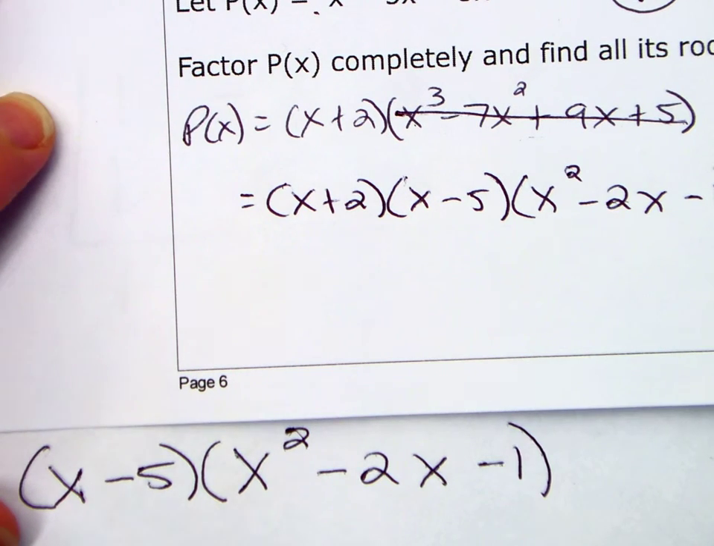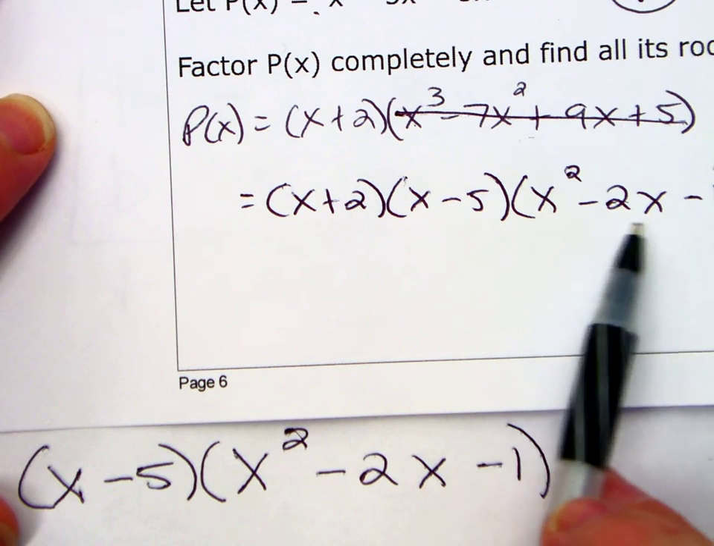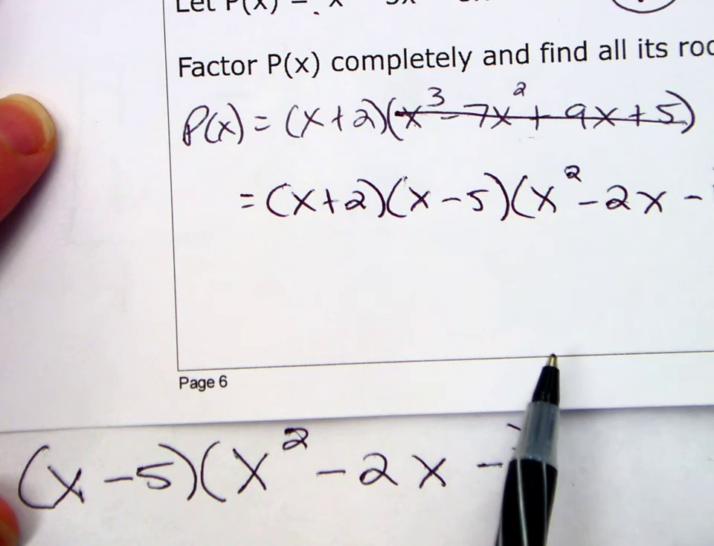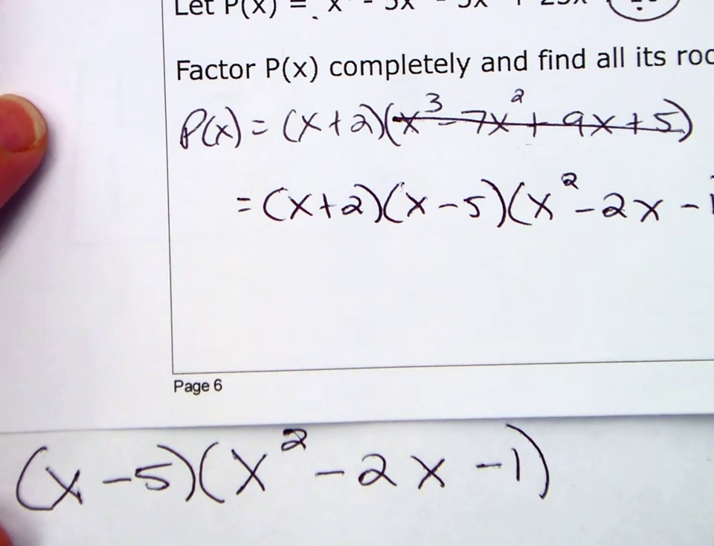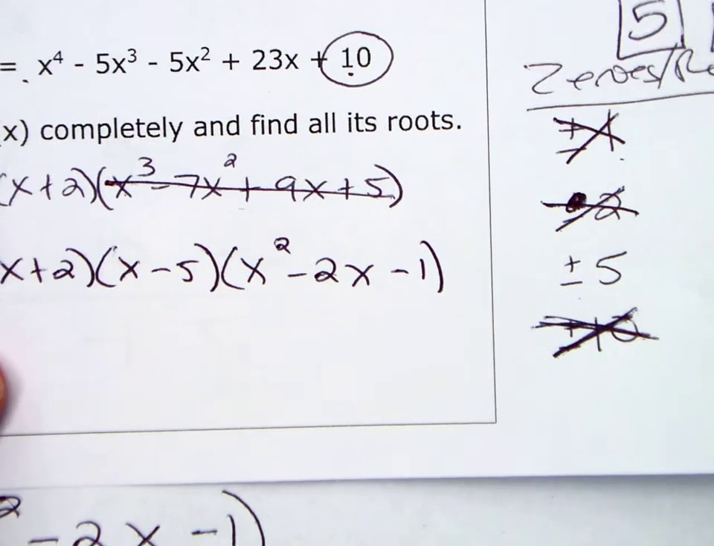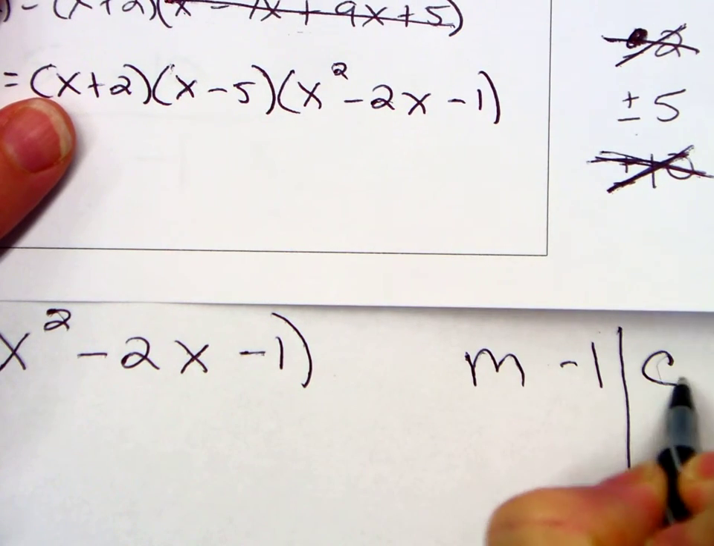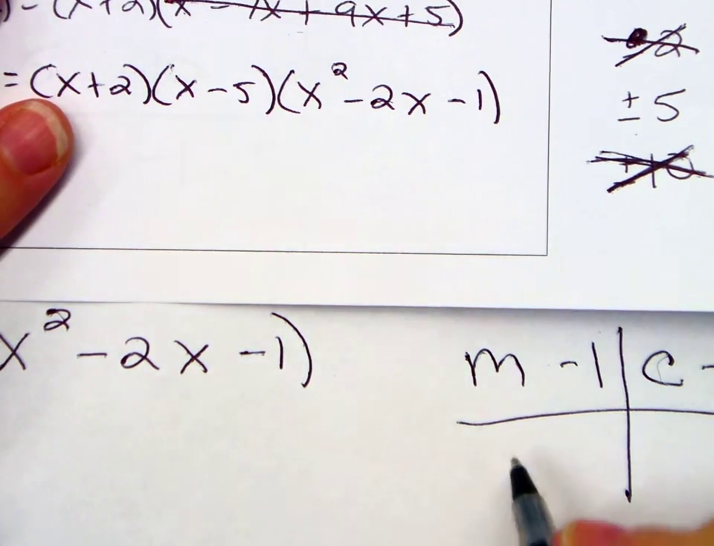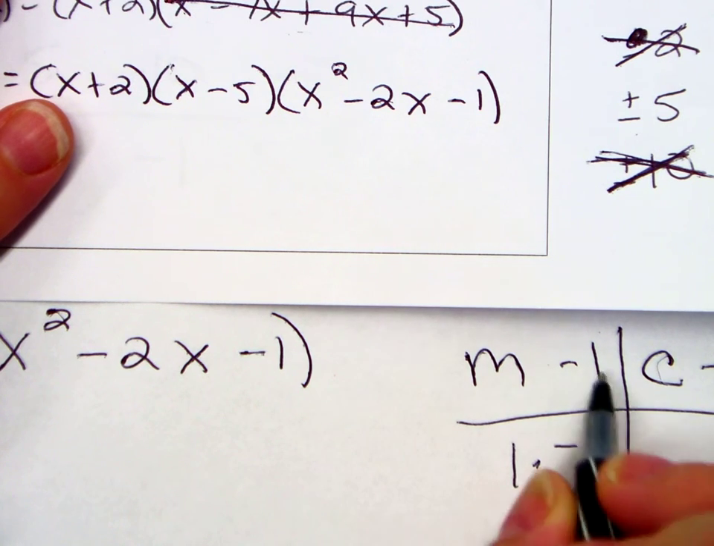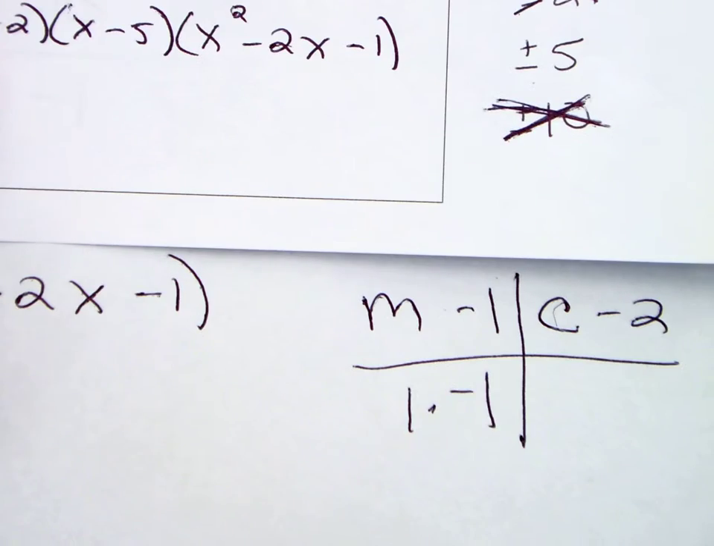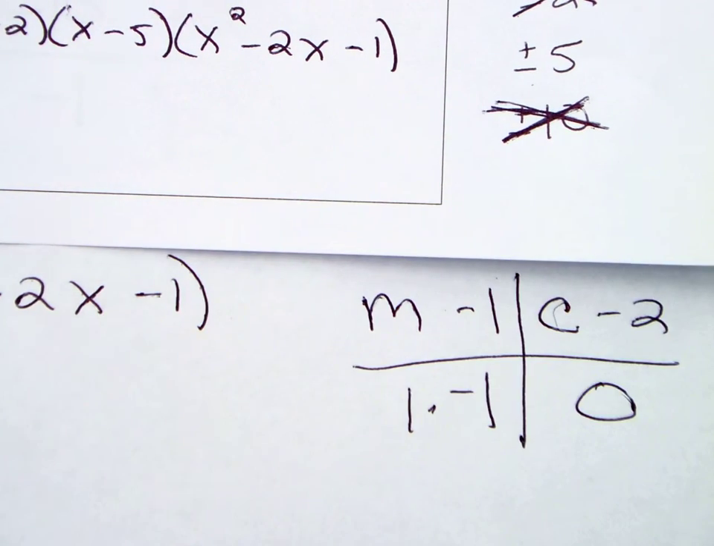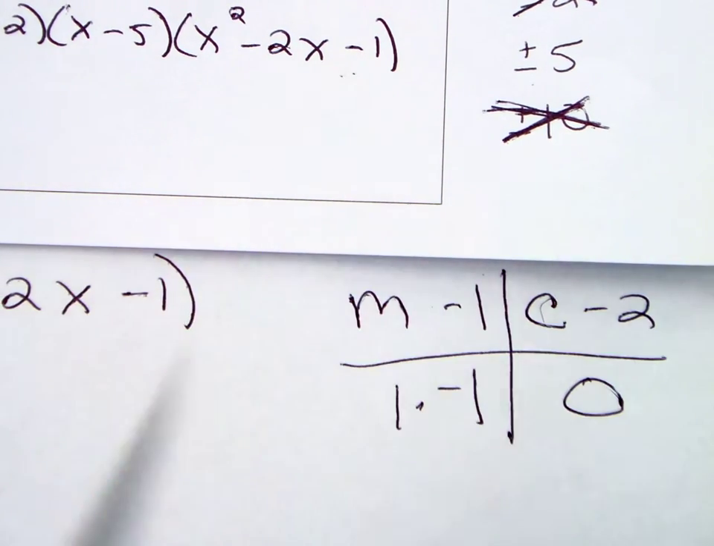All right, now look at what's left. X squared minus 2x minus 1. Can I factor that? I mean, what is that? That would be an MC chart, right? So let's try to make an MC chart. We're multiplying to negative 1 and combining to negative 2. Does this work? 1 times negative 1 is the only thing that multiplies to negative 1. What does that give you? 0. So this is not factorable.